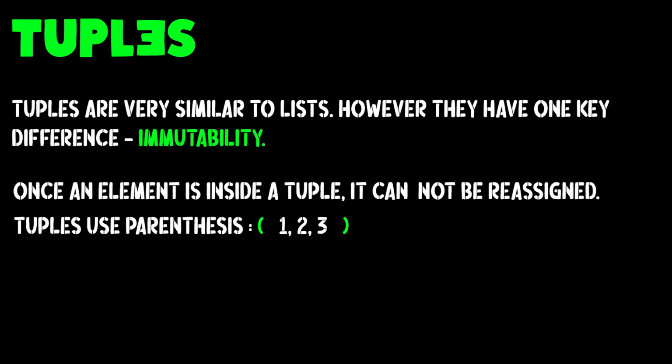Tuples are very similar to lists, however they have one key difference, and that is the immutability. So lists and tuples are the same things. You can store any type of data in both of them. You can work with them, you can apply different types of functions, but the only difference between a list and a tuple is that the list can be mutated while the tuple can't. So what that means is once an element is inside a tuple, it cannot be reassigned. And the second difference between a list and a tuple is that a tuple uses parentheses while the list uses square brackets. So let's get started by exploring everything in Jupyter Notebook.